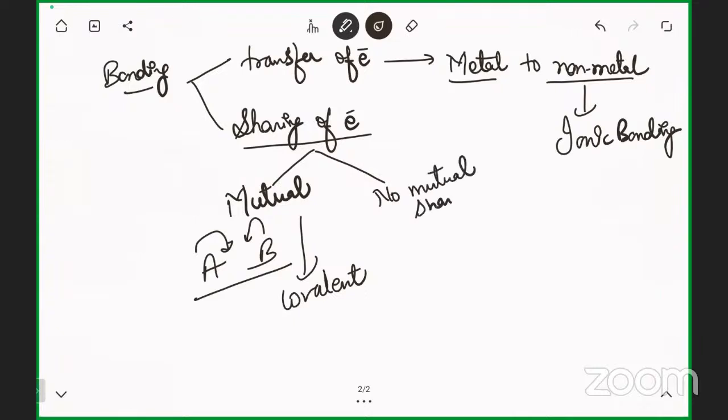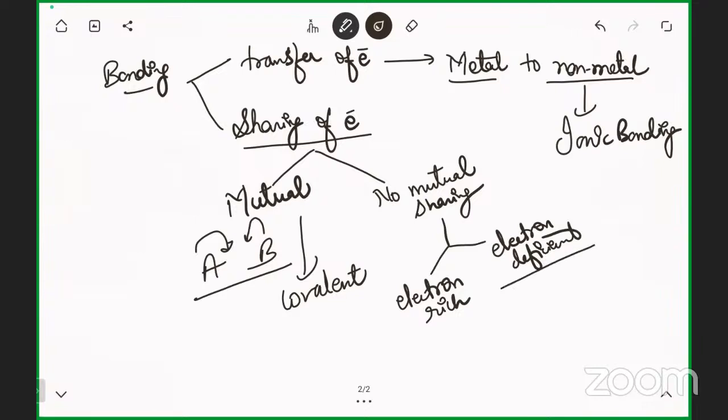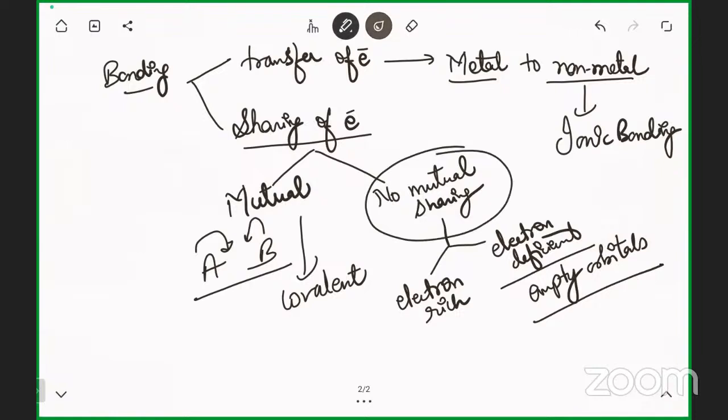While if there is no mutual sharing of electrons, it means there is sharing, but one will be an electron-rich species and another will be electron deficient. Or, if you don't want to say electron deficient, you can say that the species must contain empty orbitals. I'll talk about the orbitals later, but it must contain space for the electron. So there is mutual sharing and no mutual sharing, and no mutual sharing means the coordinate bond.